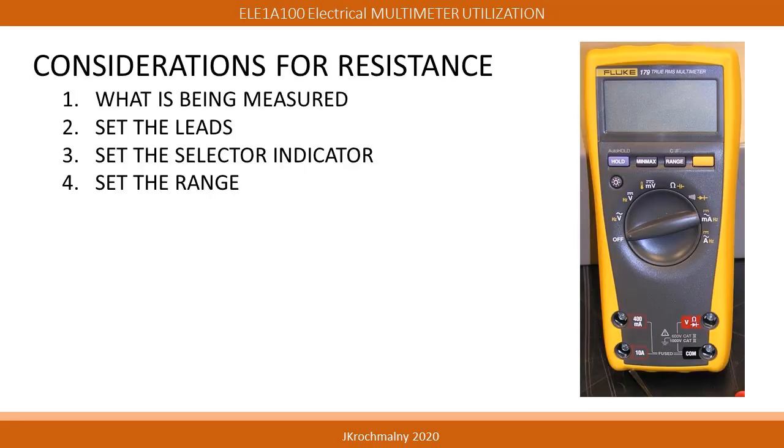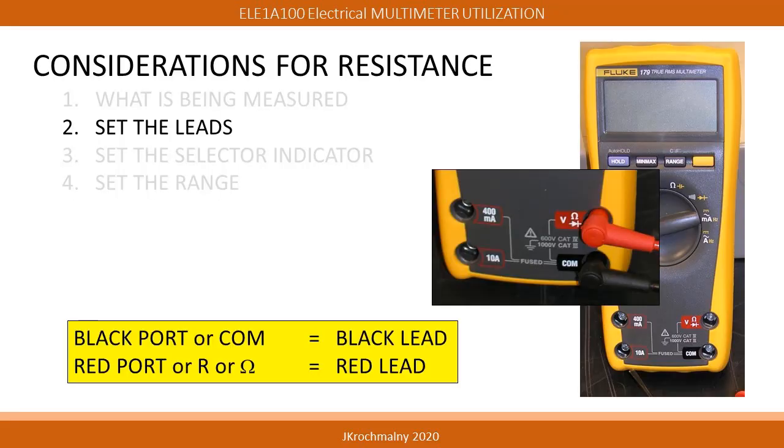Circuit resistances can also be measured with multimeters. Again, we follow the four considerations when configuring the meter. Since we already know that it's resistance we want to measure, we perform step 2, setting the meter leads. For resistance measurement, the black lead is placed into the black port marked COM. The red lead is placed into the red port marked with either the Greek letter omega or the letter R. Both are indicators for resistance.